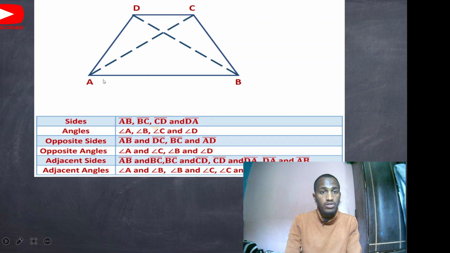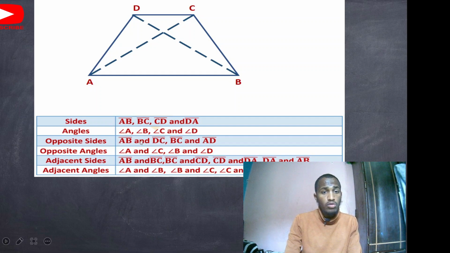And we have opposite sides. Opposite sides means, for example, AB and DC. DC and AB don't have a common vertex, so we call them opposite sides.